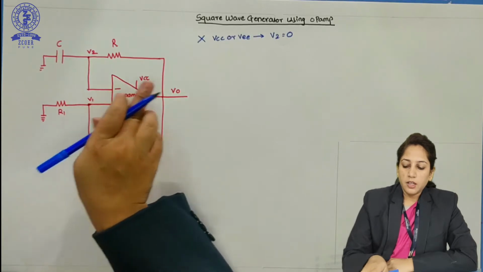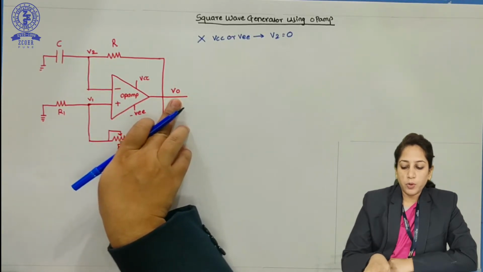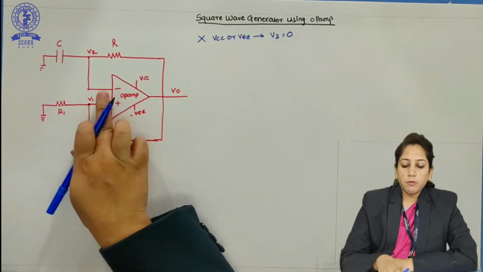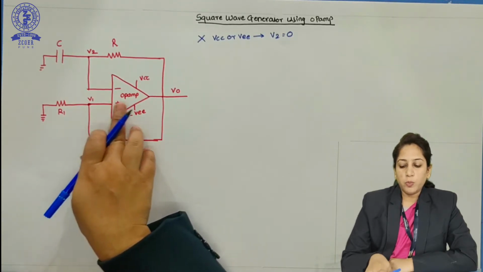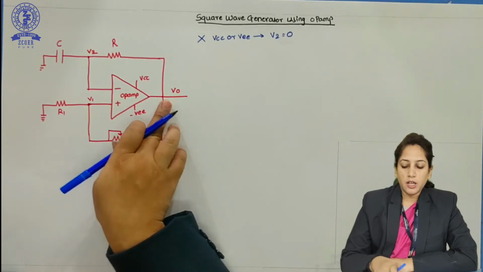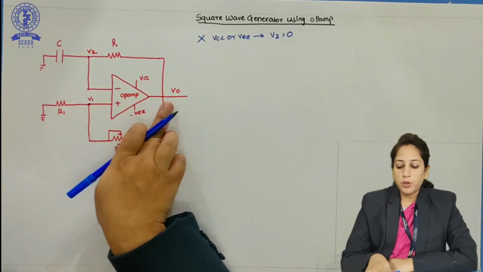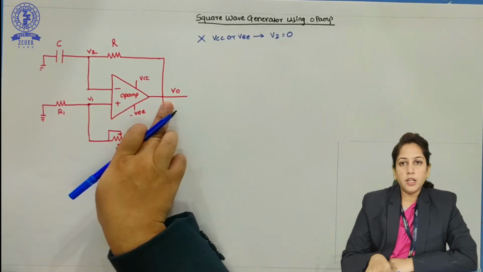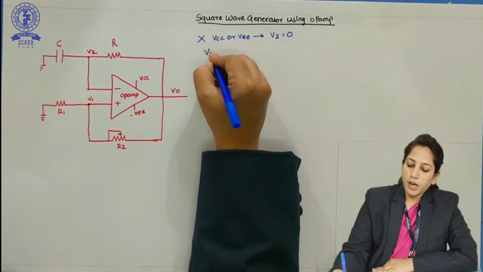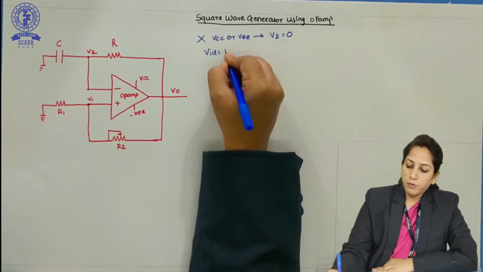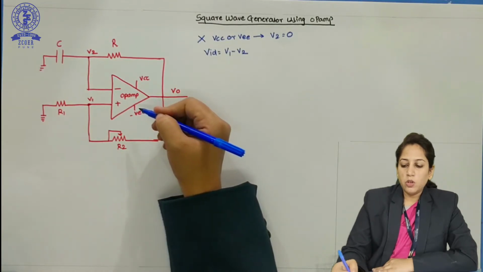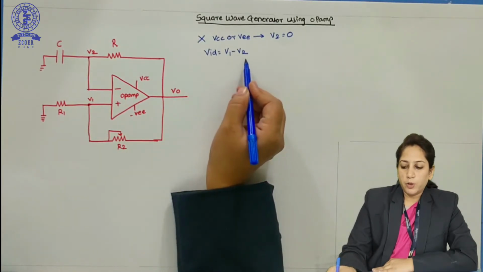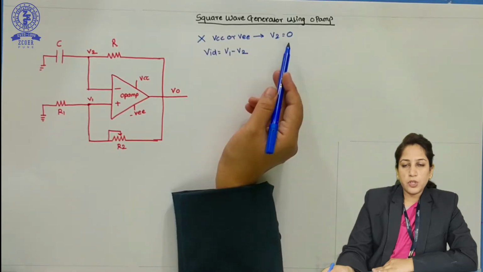And here what output will we get? V0. V0 depends on the VID we give here. If VID is positive, then the output will go into positive V saturation, and if VID is negative, then output V0 will be in negative V saturation. The formula for VID is V1 minus V2, the difference between the two voltages. So it all depends upon V1 and V2. Initially we have seen V2 is equal to 0.